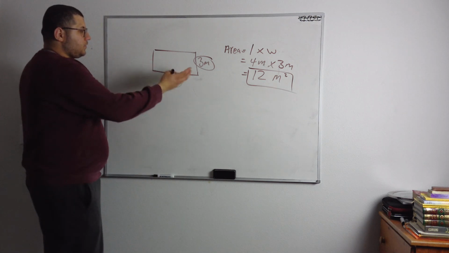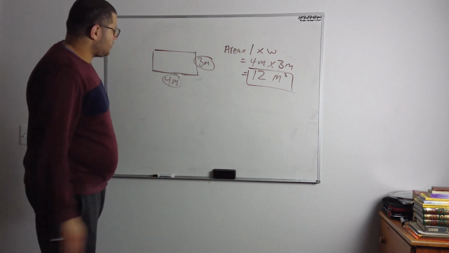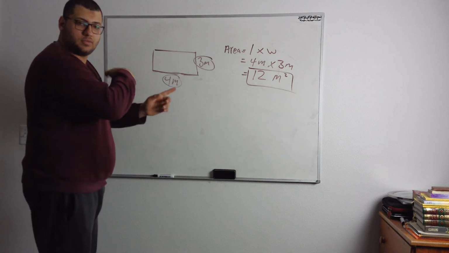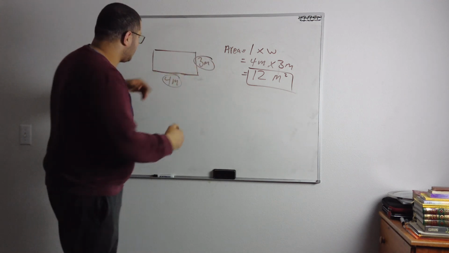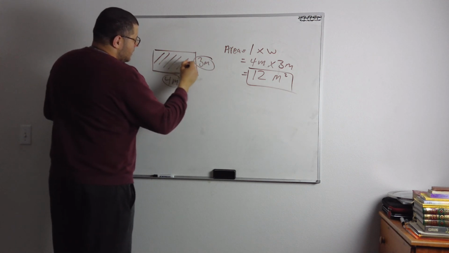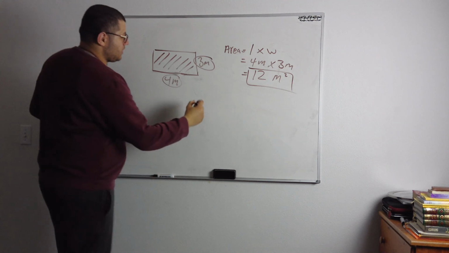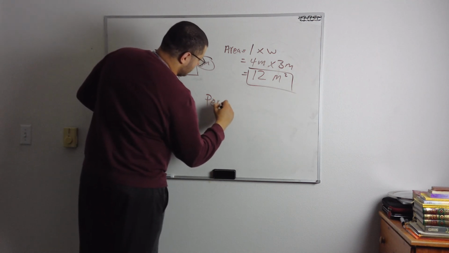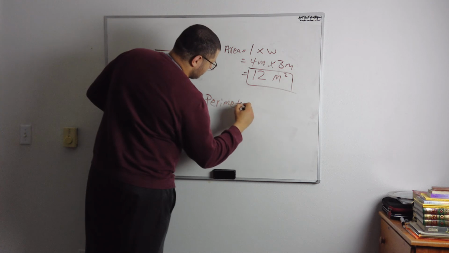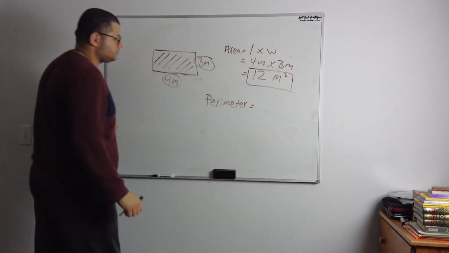So the length of your field is 4 and the width of your shape is 3. We just multiply these two numbers and get the area, the space inside the shape. Now we want to find the perimeter. What's the perimeter again? It's the distance around your shape.